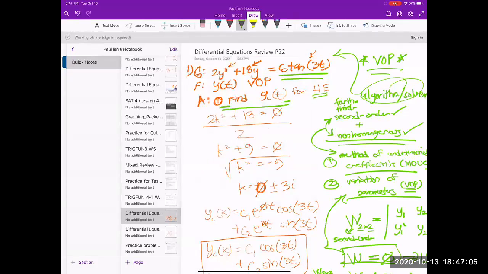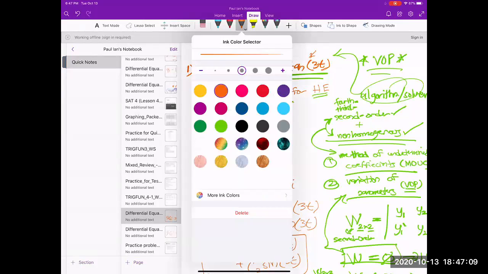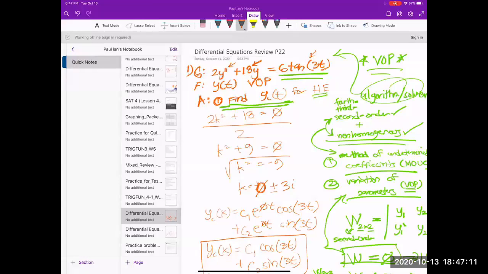So you would use the left hand side equals 0. Yeah, the homogeneous. Okay, so 2y double prime plus 18y equals 0. And you would use the k's. Yeah, the characteristic equation, and then you solve for the k.